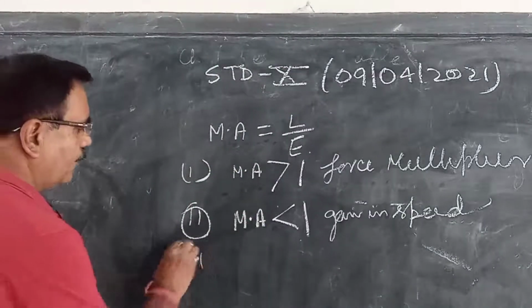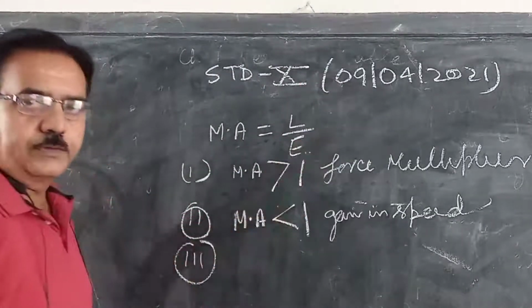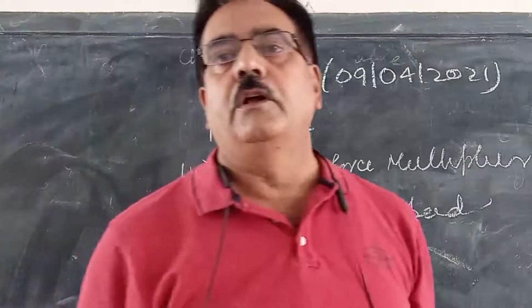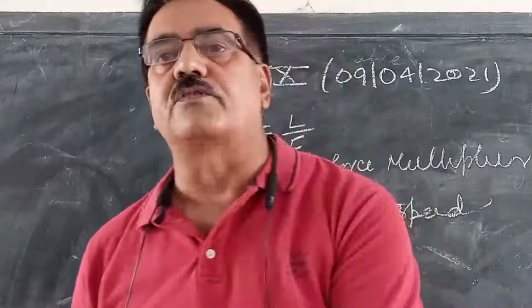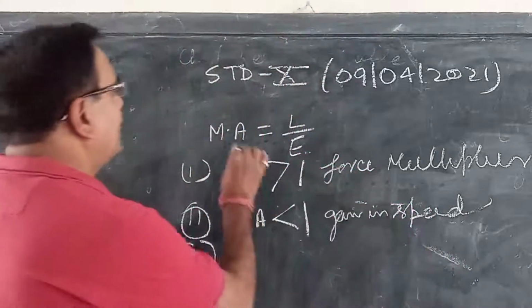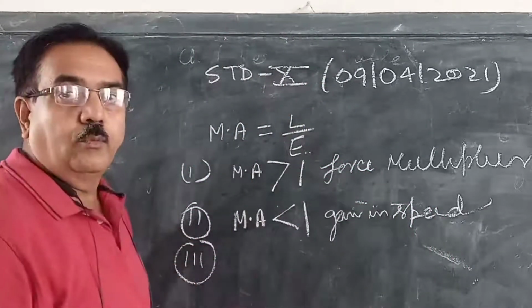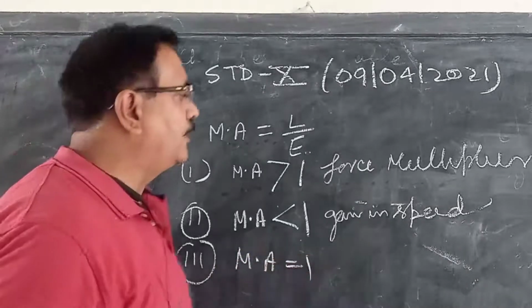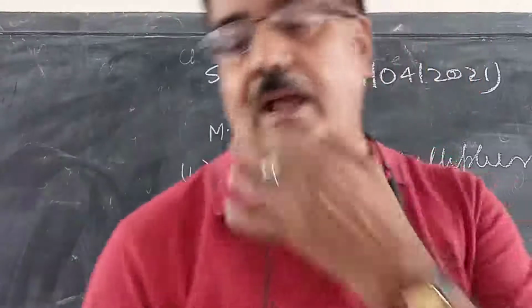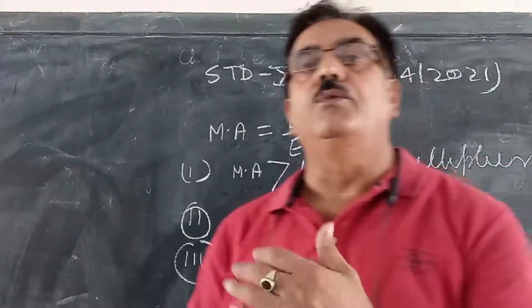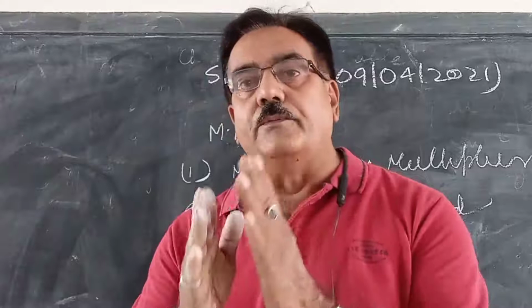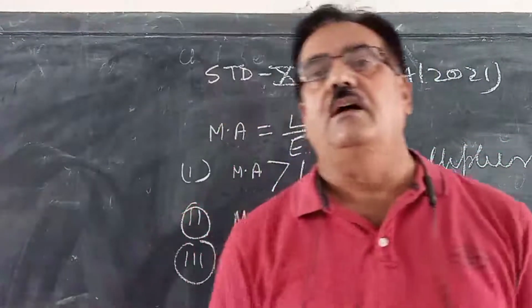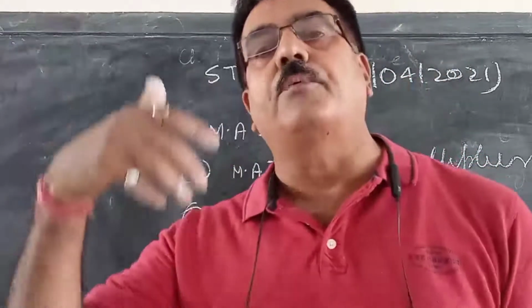Third case, when effort is equal to the load. It means we are applying the effort according to the load: 50 kg of load, 50 kg of force we are applying. In this case, mechanical advantage will be equal to 1. There is no gain in speed and it is not a force multiplier. Then the question: why do we use this type of machine? This type of machine we use only to change the direction of the effort or force applied.